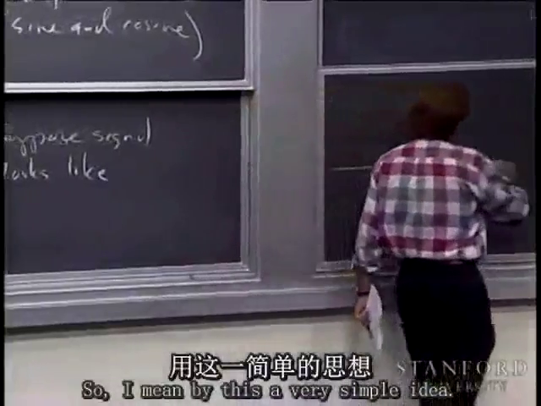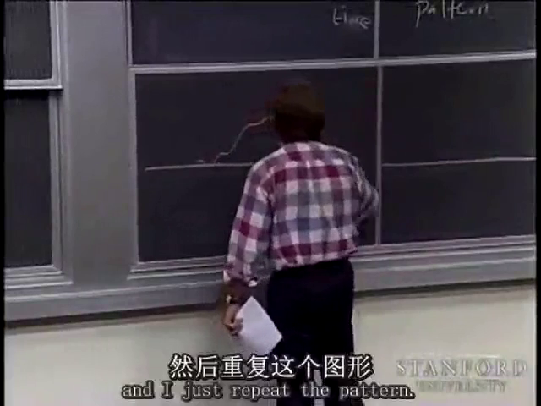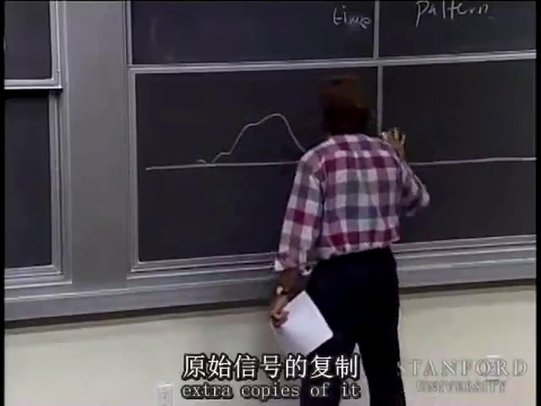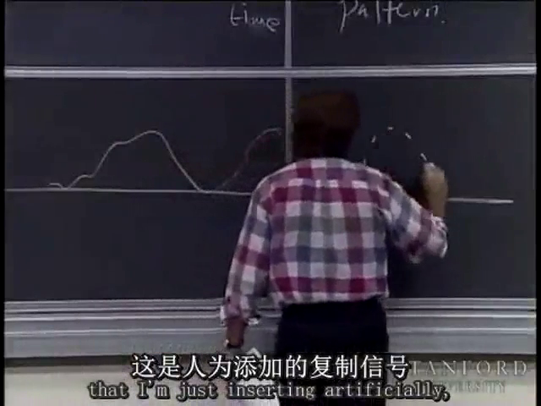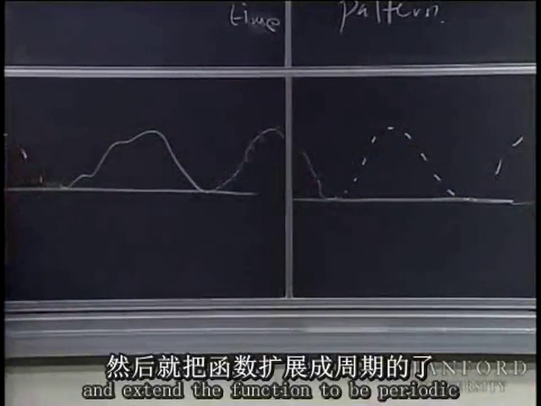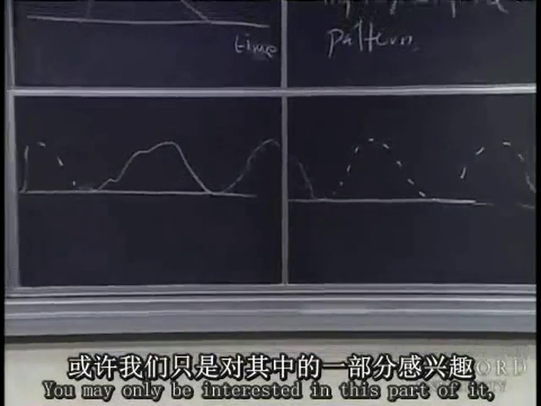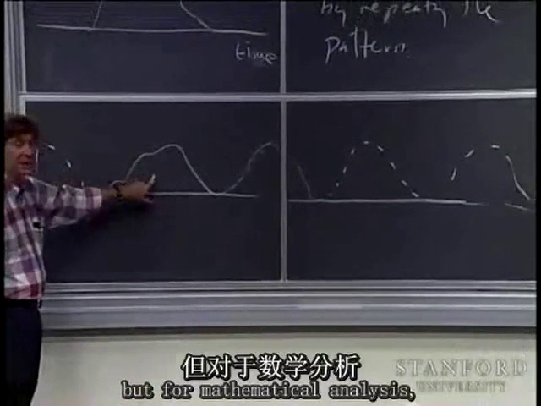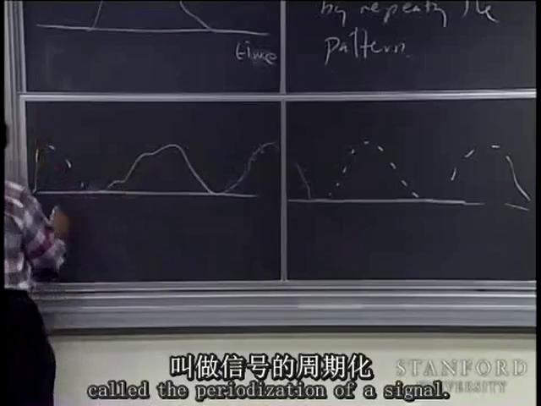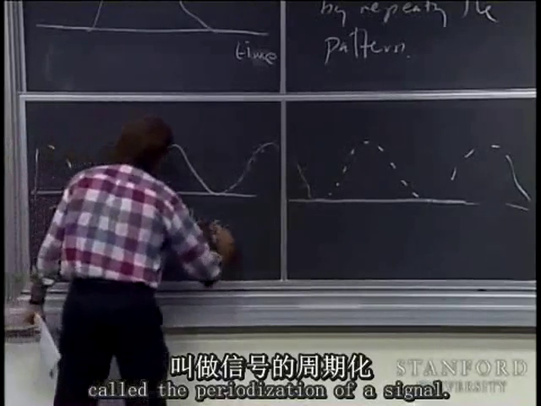So I mean by this a very simple idea. Here's the original signal, and I just repeat the pattern. So this is the original signal. These are extra copies of it that I'm just inserting artificially and extend the function to be periodic and exist for all time. You may only be interested in this part of it, but for mathematical analysis, if you make it periodic, that'll apply to the whole thing. All right? This is sometimes called the periodization of a signal.